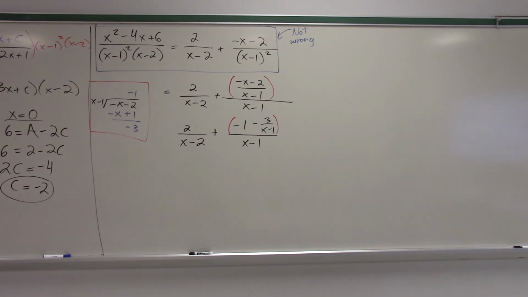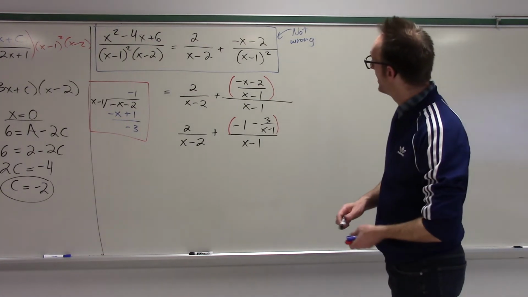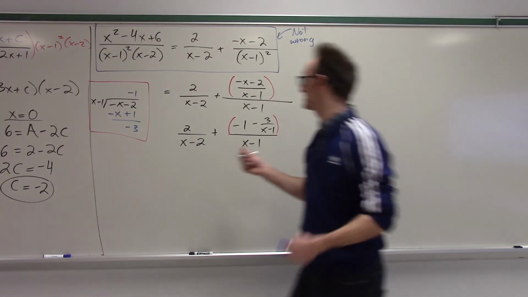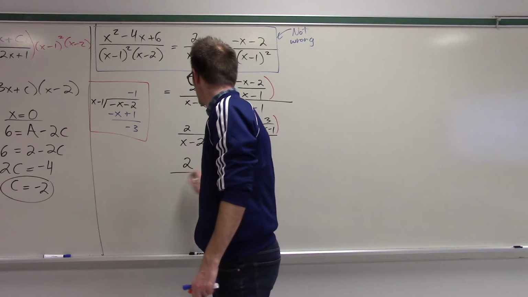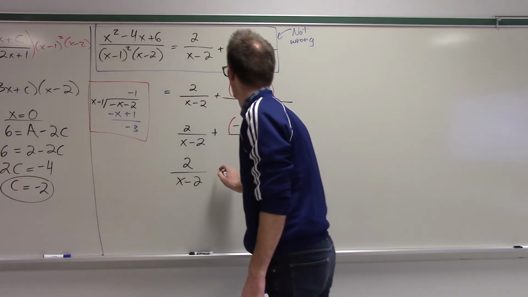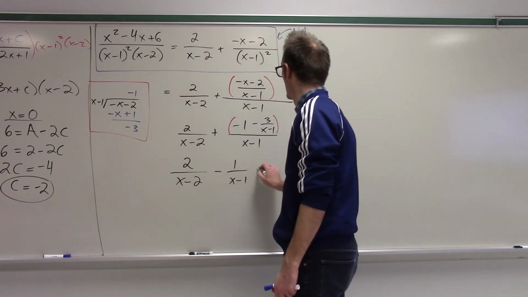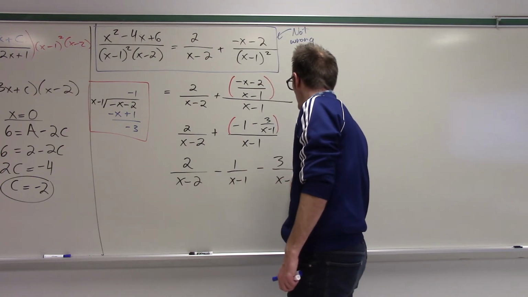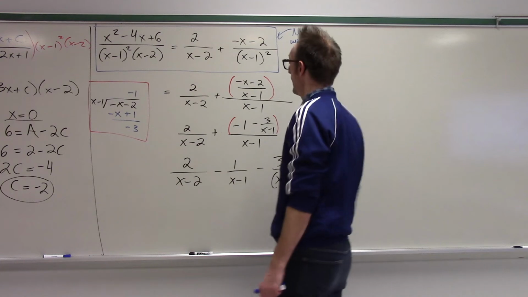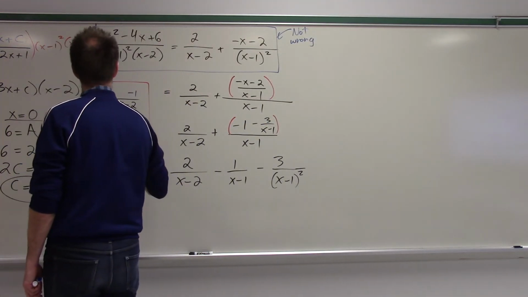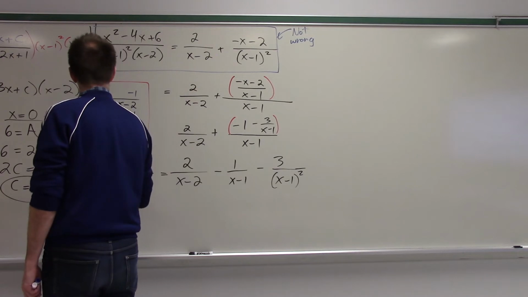And of course they are. Just see the polynomial long division. Okay, well, having done that, now I see that this numerator can be split up into two different pieces. And so what we actually have is 2 over x minus 2 minus 1 over x minus 1 minus 3 over x minus 1 squared. Whoa. And this is better, I claim.